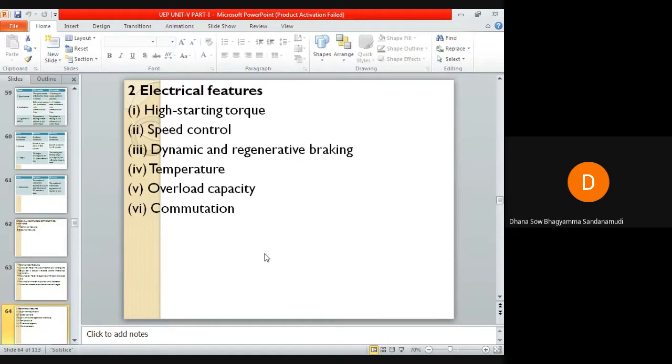Next is the electrical features. The electrical features are high starting torque, speed control, dynamic and regenerative braking, temperature, overload capacity, and commutation. Let us start with high starting torque. A traction motor must have high starting torque, which is required to start the motor on load during the starting condition in urban and suburban services.